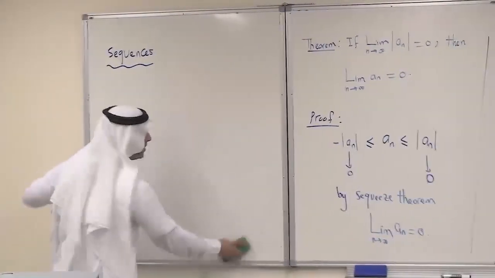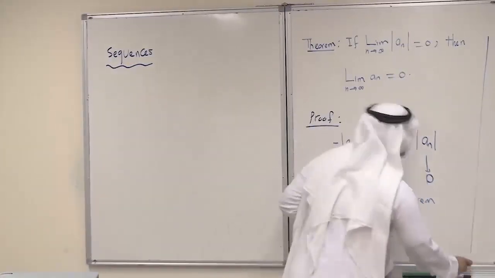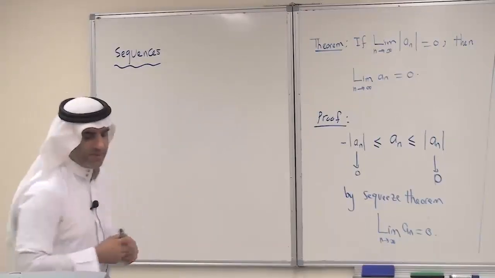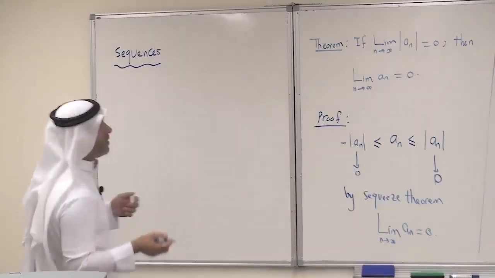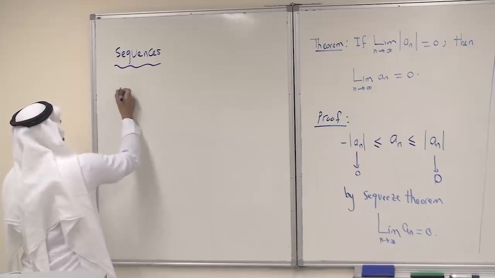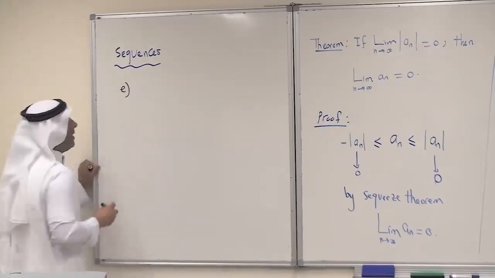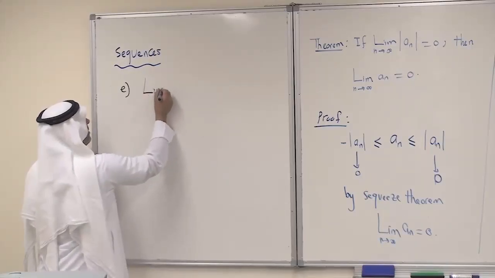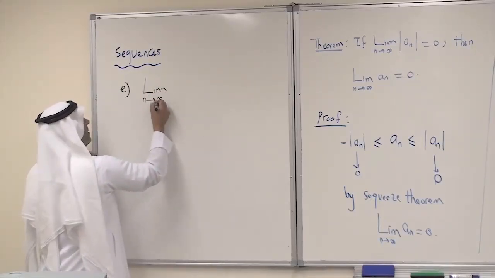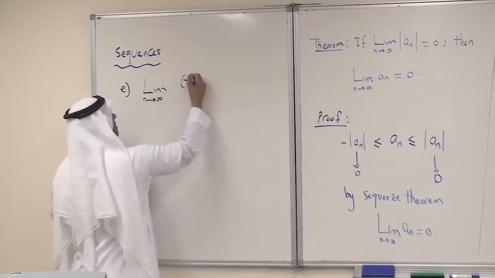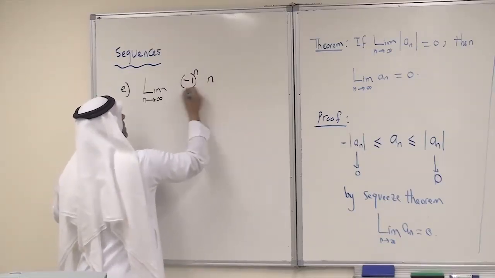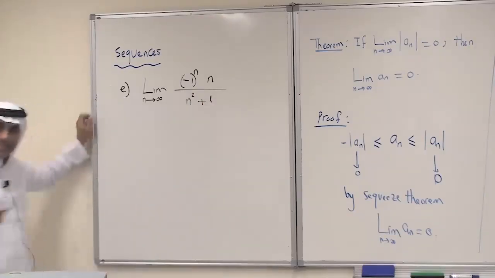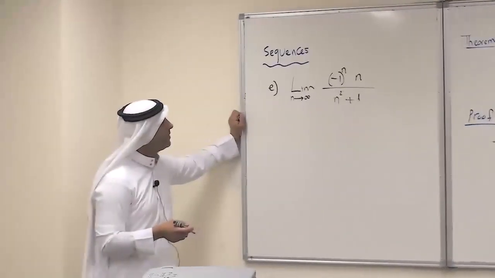Before I go to factorials, let me add one more exercise about this theorem, just to see the difference of two things. The first one, let's call it part E. If we have something like this, what is the limit as n goes to infinity of minus 1 to the power n, times n over n squared plus 1? What is the limit of this sequence as n goes to infinity?